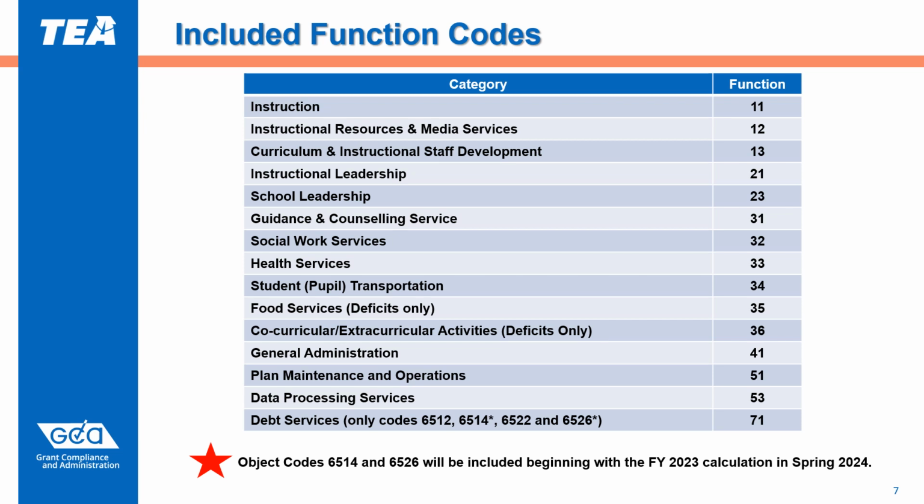Only Object Codes 6512, 6514, 6522, and 6526 related to principal and/or interest for long-term leases and interest on subscription-based information technology arrangement liabilities. Please note, Object Codes 6514 and 6526 will be included for the first time in the FY23 calculation completed in the spring of 2024.